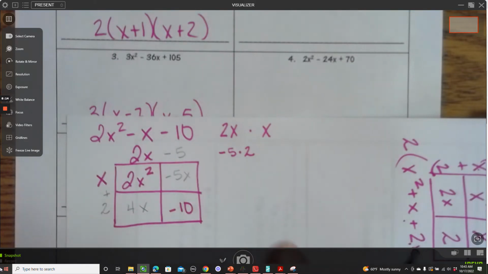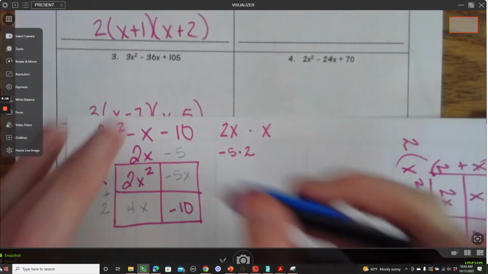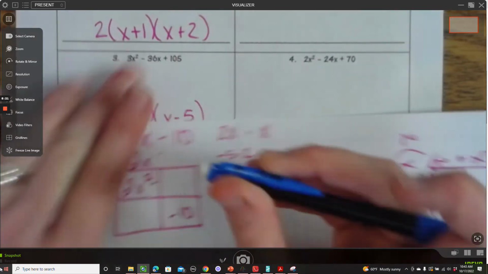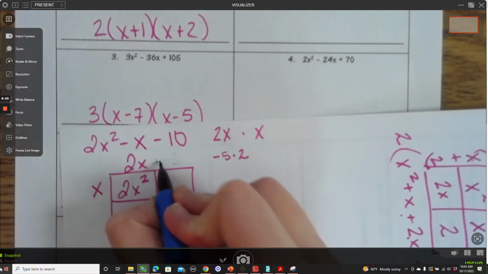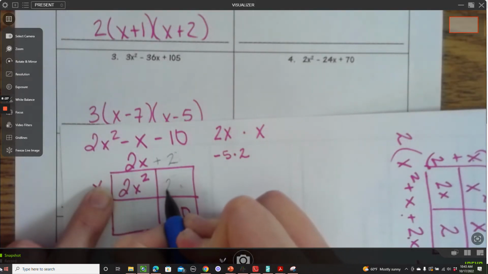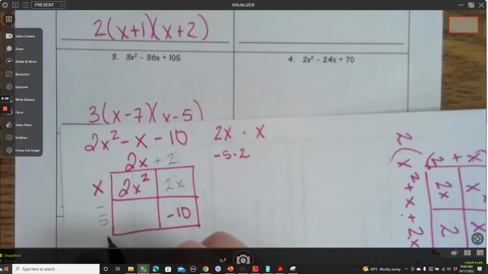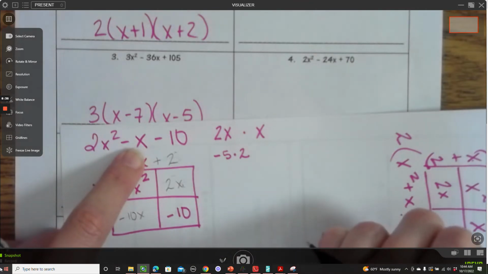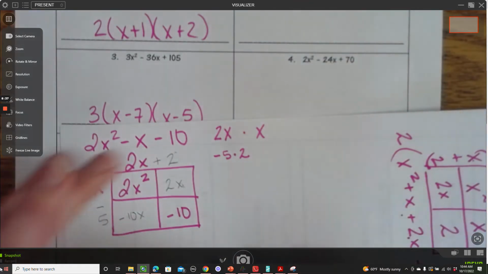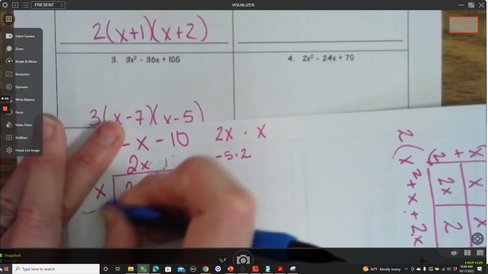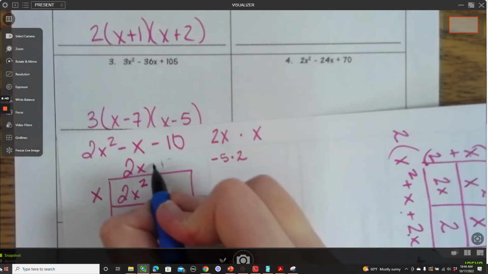Yes. If I had switched something, say I had switched this up, this is not the correct answer. This is me showing you if you put the pieces in the wrong places. So here would give me a 2x. 2x times a negative 5 gives me a negative 10x. Negative 10x plus 2x gives me a negative 8x. That's not what I need. I need a negative x. So you just kind of have to play around with your values until you get what you need.